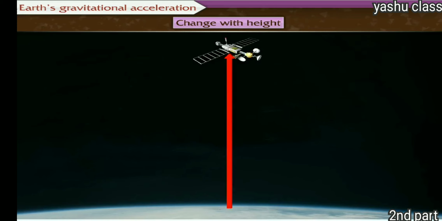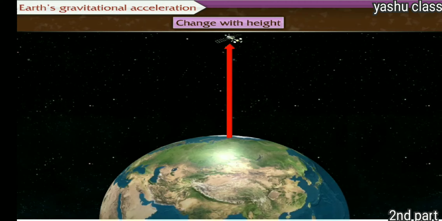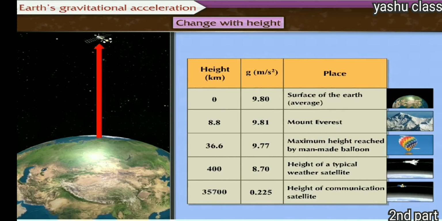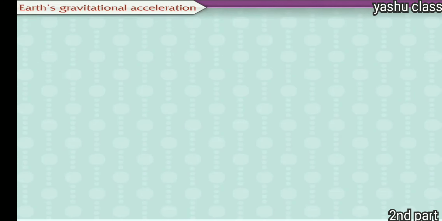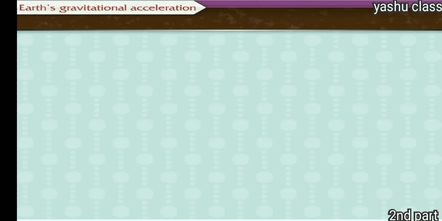However, when we consider an artificial satellite orbiting the Earth, the change in the value of g due to the large change in the distance of the satellite from the center of the Earth has to be taken into account. In this table, some typical heights and the values of g at these heights are given. Come, let us now study the variation in value of g with change with depth. 3. Change with depth.